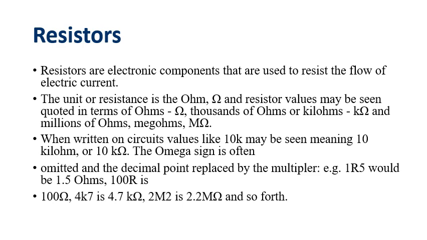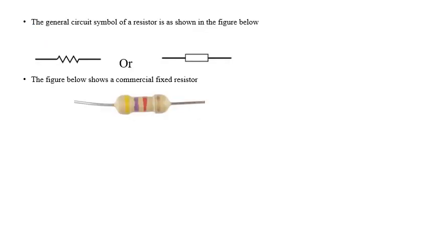When written on circuits, 10K may be seen, meaning 10 kilohms, or 10K ohm. The omega sign is often omitted and the decimal point is replaced by the multiplier, e.g. 1R5 would be 1.5 ohms, 100R is 100 ohms, 4K7 is 4.7 kilohms, and so forth.